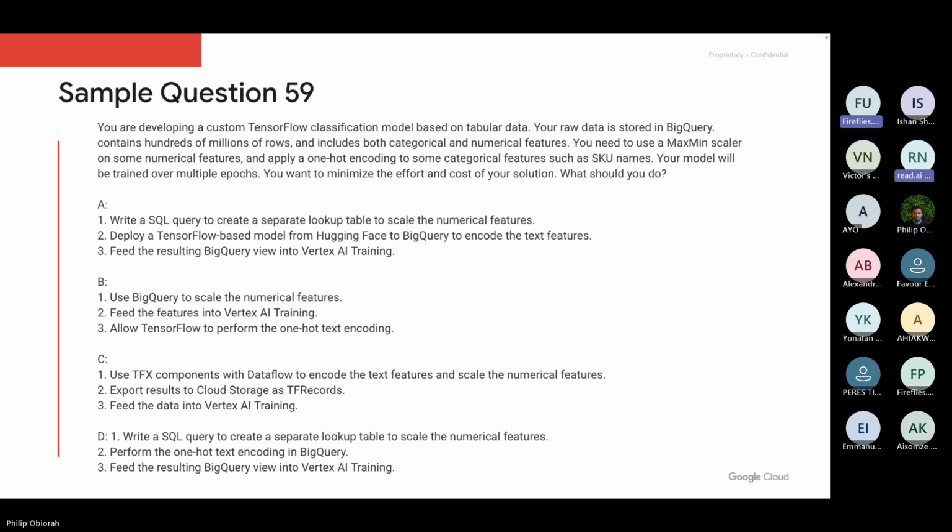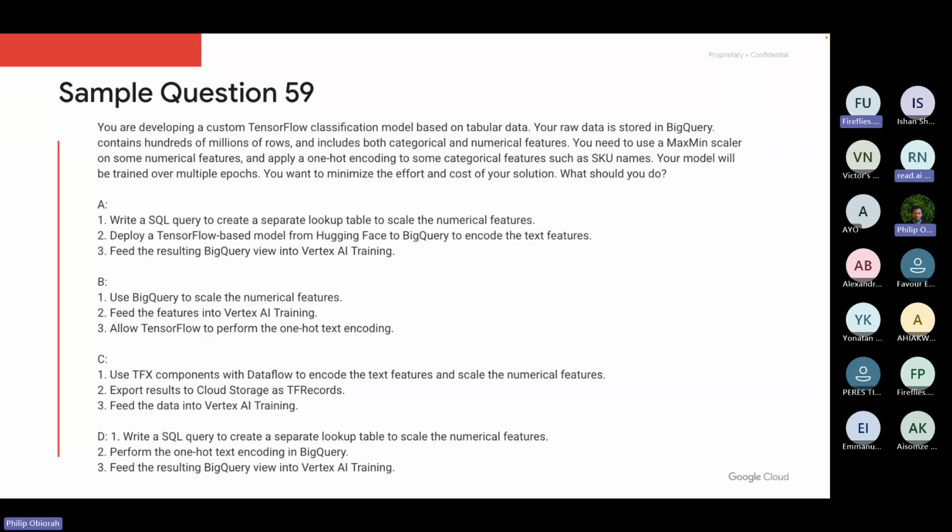Now, why B? In B, you're using BigQuery, right? And then you can use BigQuery to scan hundreds of millions of rows instantly, right? And then you can write SQL to normalize, to scale numerical features. Write SQL for that. Use BigQuery to read the massive rows, and then you now feed the features into Vertex AI for training.